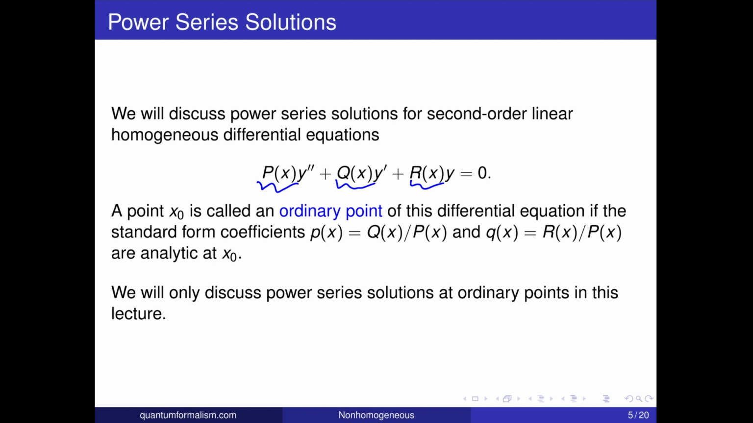All right, but anyway, as far as analyzing the behavior of the power series, you do want to look at the standard form coefficients. That would be lowercase p of x, which is capital Q divided by capital P, and lowercase q, which is capital R of x divided by capital P. And a point x0 will be called an ordinary point if those standard form coefficients are analytic at x0. So remember, that means they have to be equal to power series with a positive radius of convergence.